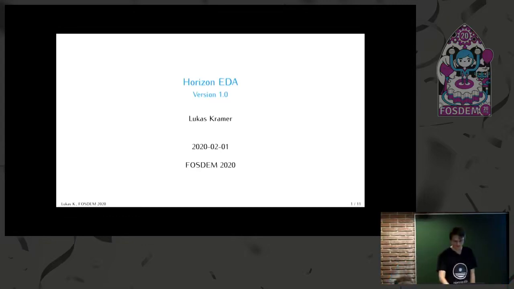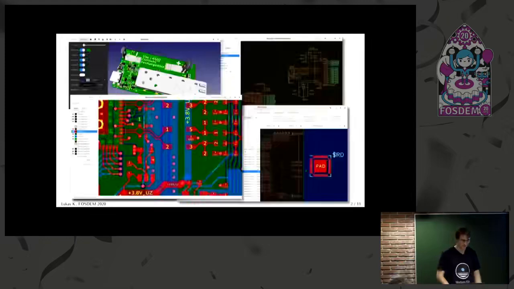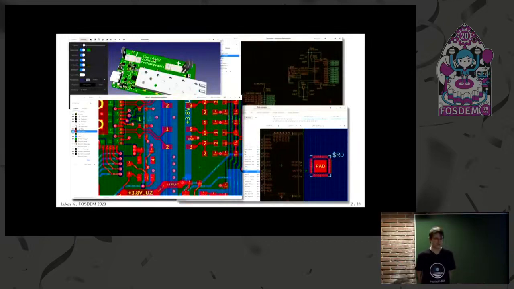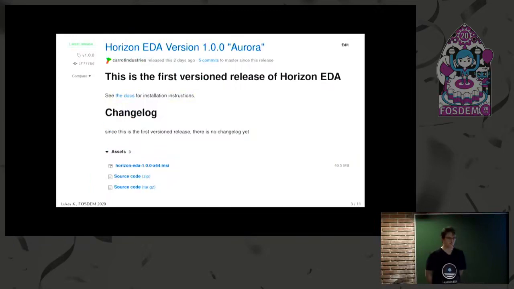So welcome everyone to my talk on Horizon EDA. For those who don't know yet, Horizon is a full-featured EDA package for PCB design. It does everything from library management to schematic entry, PCB layout, and 3D export. This talk marks the release of version 1.0 after about 3 years of development. I'd like to use this talk as an opportunity to take a look back and see what decisions drove the development in the past 3 years.